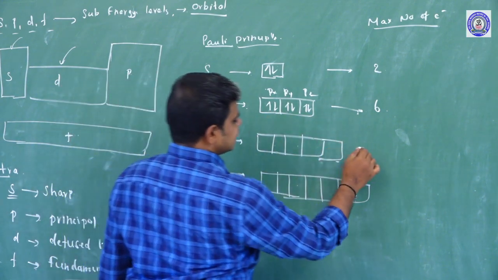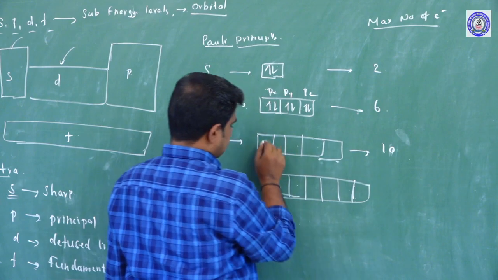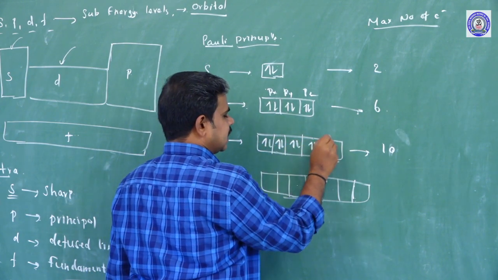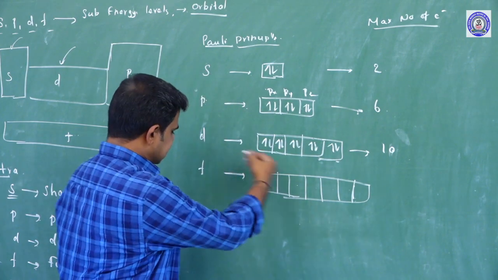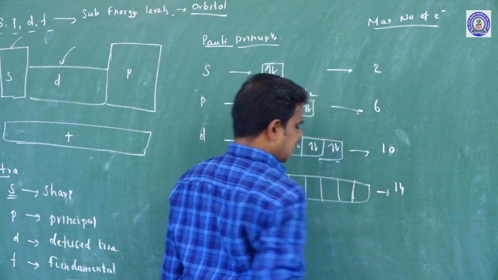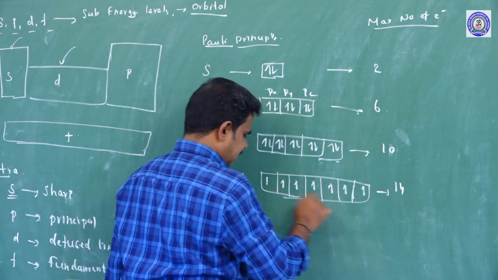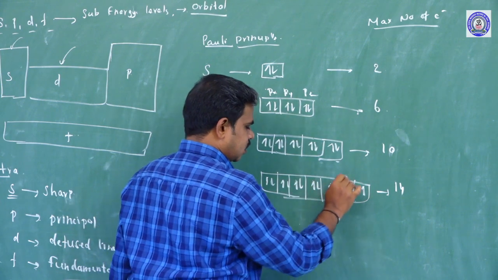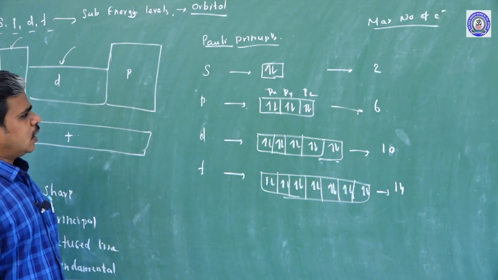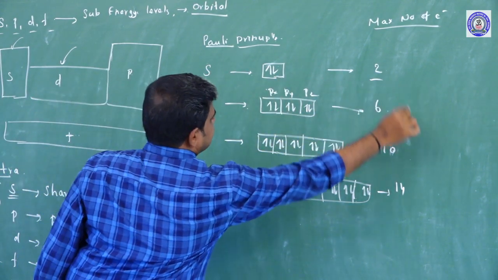Then if it is D orbital, there are 10 electrons: 1, 2, 3, 4, 5, 6, 7, 8, 9, 10. If it is F orbital, there are totally 14 electrons. Listen, the maximum number of electrons in S orbital is 2.